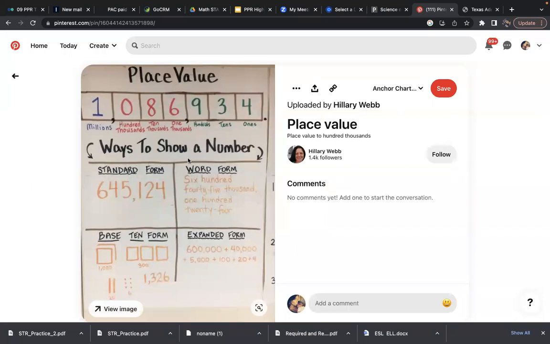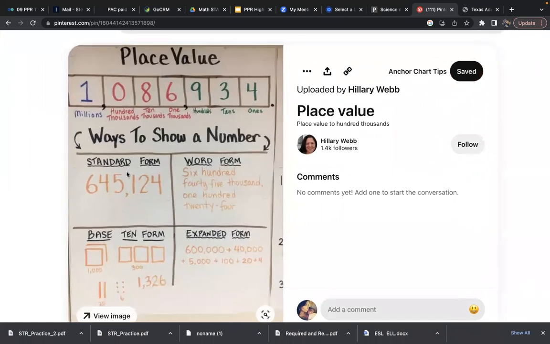Ways to show a number. This is what they were talking about, being able to describe things in different ways. They can show numbers in different ways. This is the standard form. They need to know different forms of numbers and forms of showing. Base 10 form here, we can break it down that way.